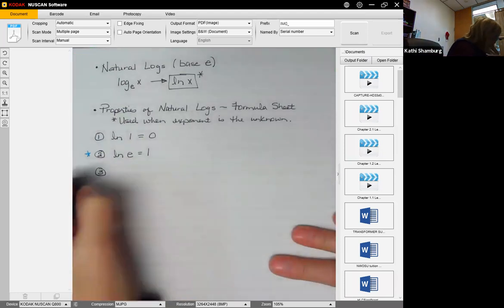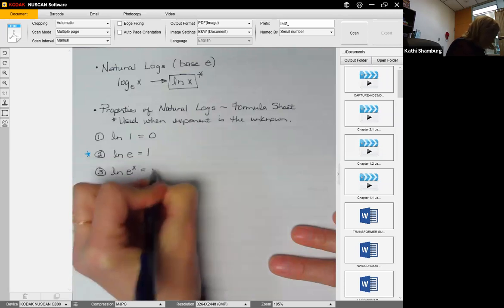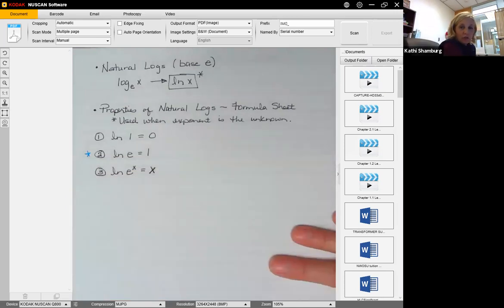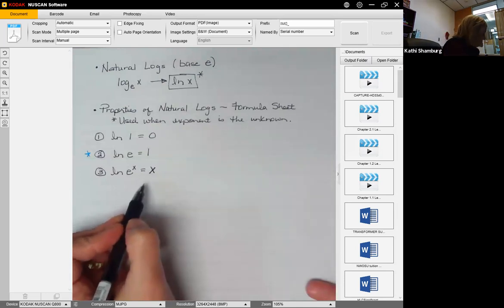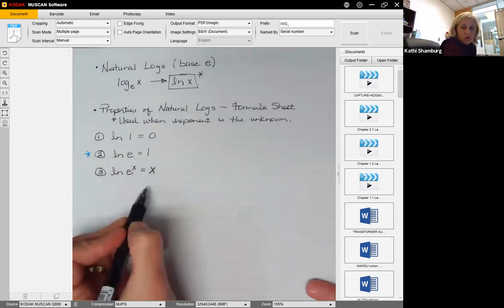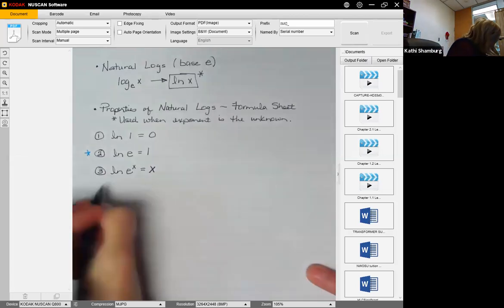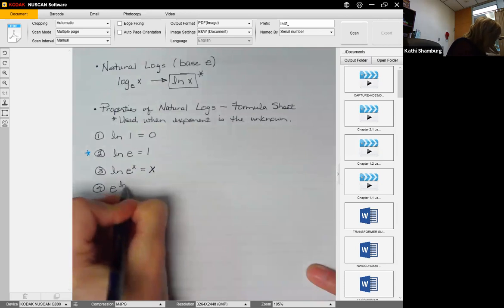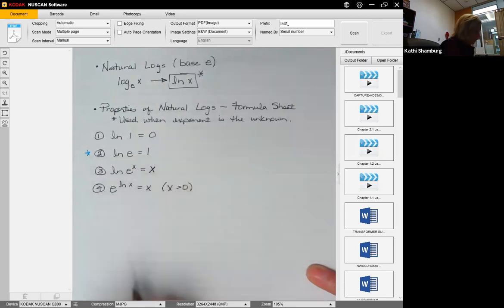The third one is the natural log of e raised to the x is equal to x. This is another one to remember. Now, we're actually going to learn in a little bit another property, and I will come back to this and show you how it gets applied. If you don't recognize or remember this at first, you can also apply another property and still get to that same answer. And then the fourth one is e raised to the natural log of x equals x, and this is true as long as x is greater than 0.